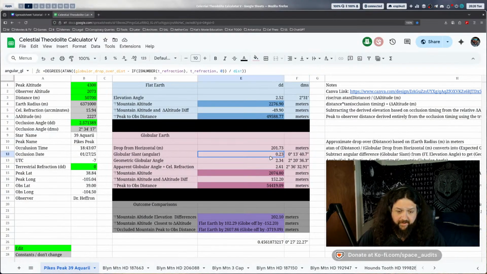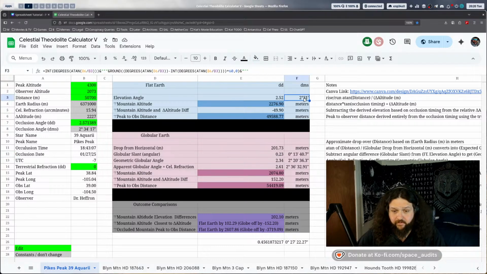Okay, so with that number, you subtract that from the flat Earth value here. And when you do that, you get 217. You get 217 when you do that. So they're saying that that's their geometric globe angle, that 217 there. Now it says 220 here, but we'll go over why it says that in a second. But it's 217 when you calc that out.